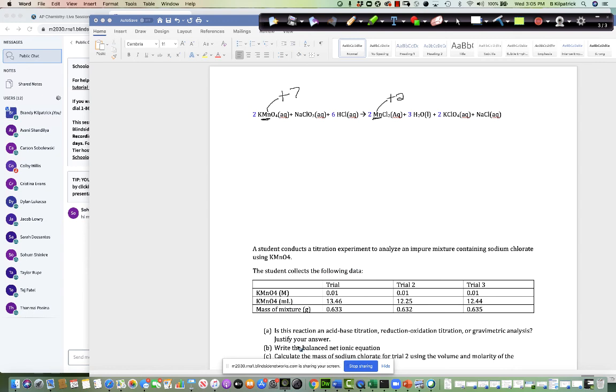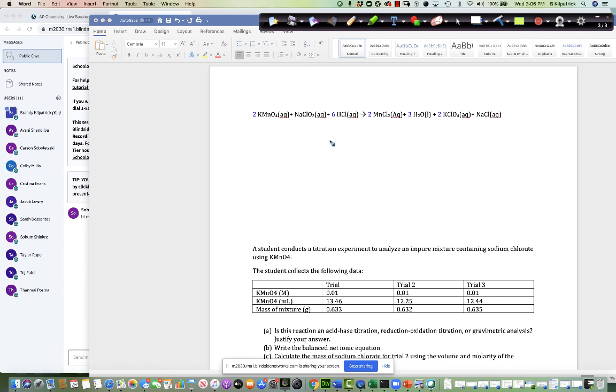So we know it's going to be a reduction-oxidation titration, just on the fact that the oxidation numbers change. And all you have to do is say it's redox because the oxidation number here changed from this to this. And that's all you have to say for that. So the next part of the question is asking about writing the net ionic equation. Okay, so there's two ways to do this. There's the long way, and if and only if they give you a fully balanced reaction, there's a shortcut.